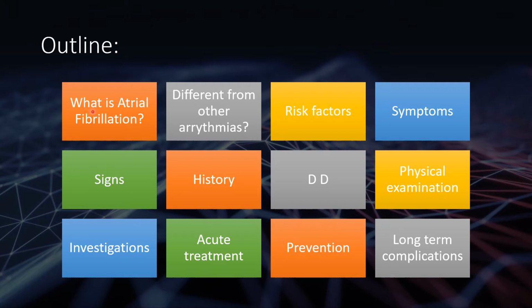This will take us through what is atrial fibrillation. Is it different from other arrhythmias? What are the possible risk factors? What are the symptoms and the signs? What should be at the back of our mind while taking the history? What are the differential diagnoses of atrial fibrillation?